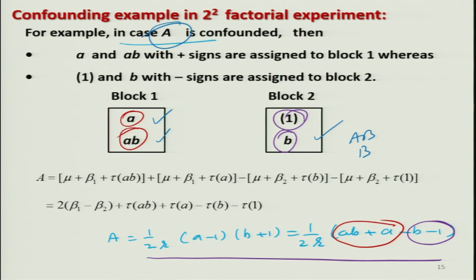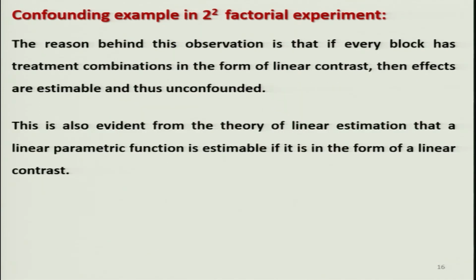So, it is in your hand how you want to confound a particular effect, and the rule is very simple. Whatever main effect or interaction effect you want to confound, write it in the form of a linear contrast and assign all the treatment combinations with the same sign to one block and all the treatment combinations with the opposite sign to another block. That is all. Now the entire story is clear: why confounding comes and how it makes a particular main effect or interaction effect non-estimable.